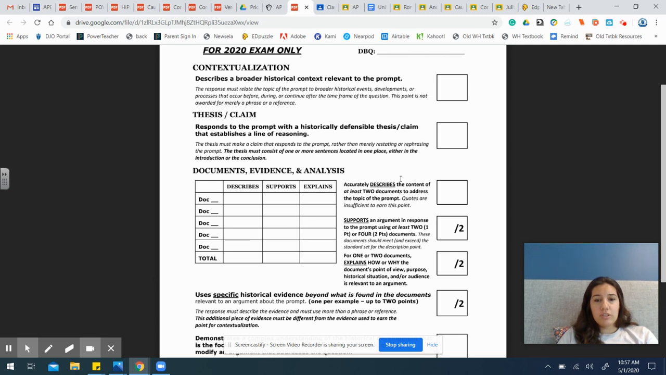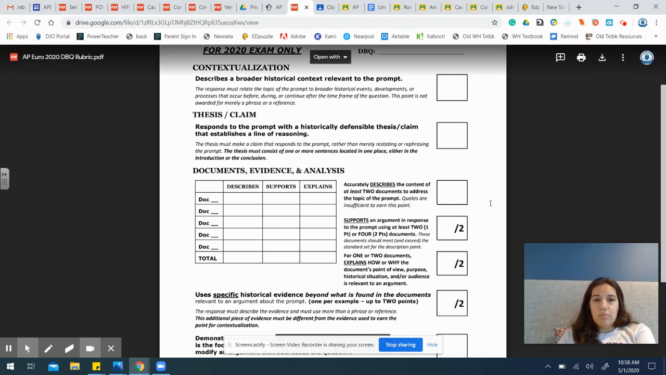So accurately describes the content of at least 2 documents to address the topic of the prompt. So you use 2 documents to support either both claims, both separate points in your thesis statement, or the one singular point. It doesn't really matter as long as you describe 2 documents. Okay. So it's easy. You can split this up if you wanted. You could describe one document in one paragraph, and you can do another document in the second paragraph. It doesn't matter as long as you describe 2 that address your thesis statement. So that's a singular point here. So any of the boxes that don't have numbers, those are single points. So that's 3 points off the bat here.